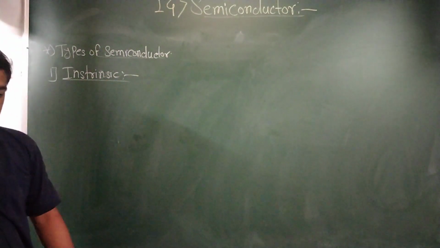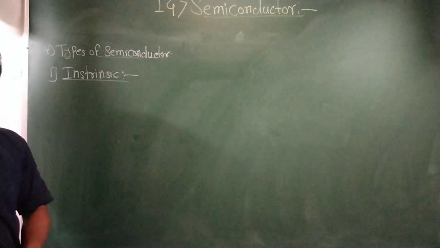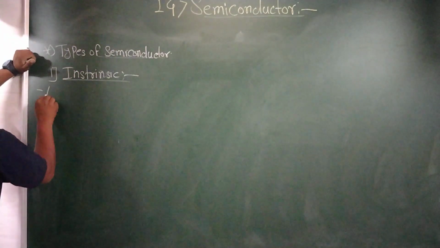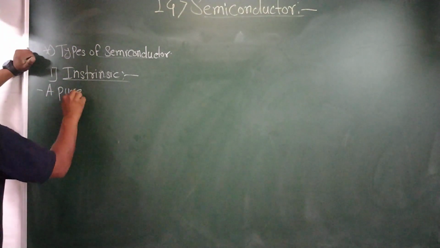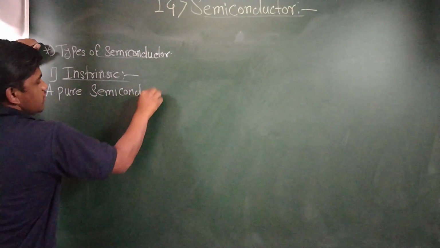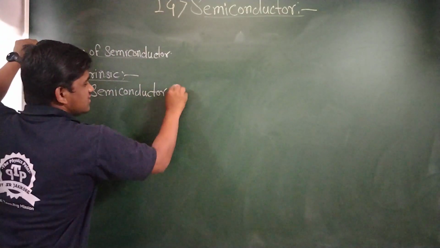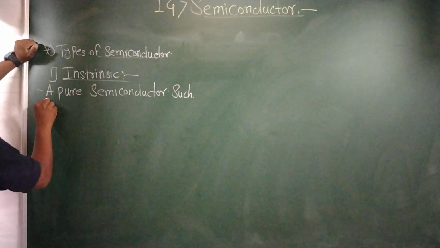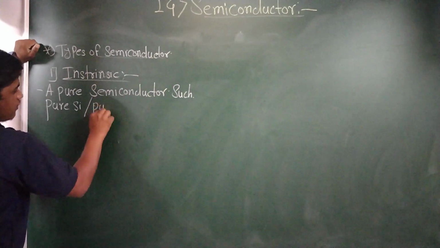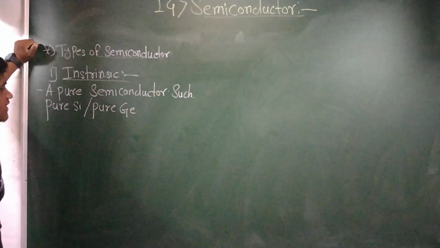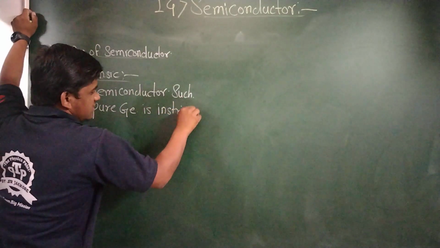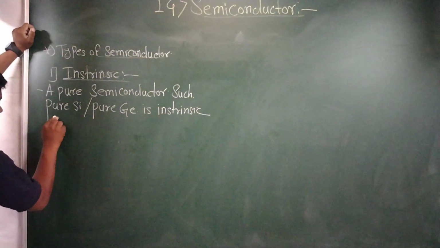A pure semiconductor, whether pure germanium or pure silicon, is called an intrinsic semiconductor. A pure semiconductor, such as pure silicon and pure germanium, is called an intrinsic semiconductor.